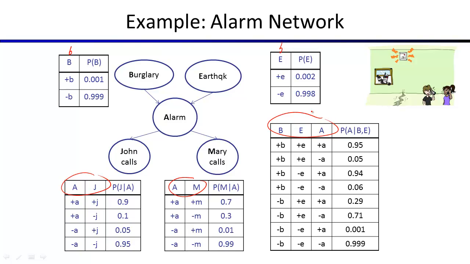If, however, we had represented a full joint distribution without using a Bayes net representation, but just straight up a full joint distribution table, we would have had to represent a table with 2 to the 5 entries. In general, the joint distribution will be a lot larger than the Bayes net representation.